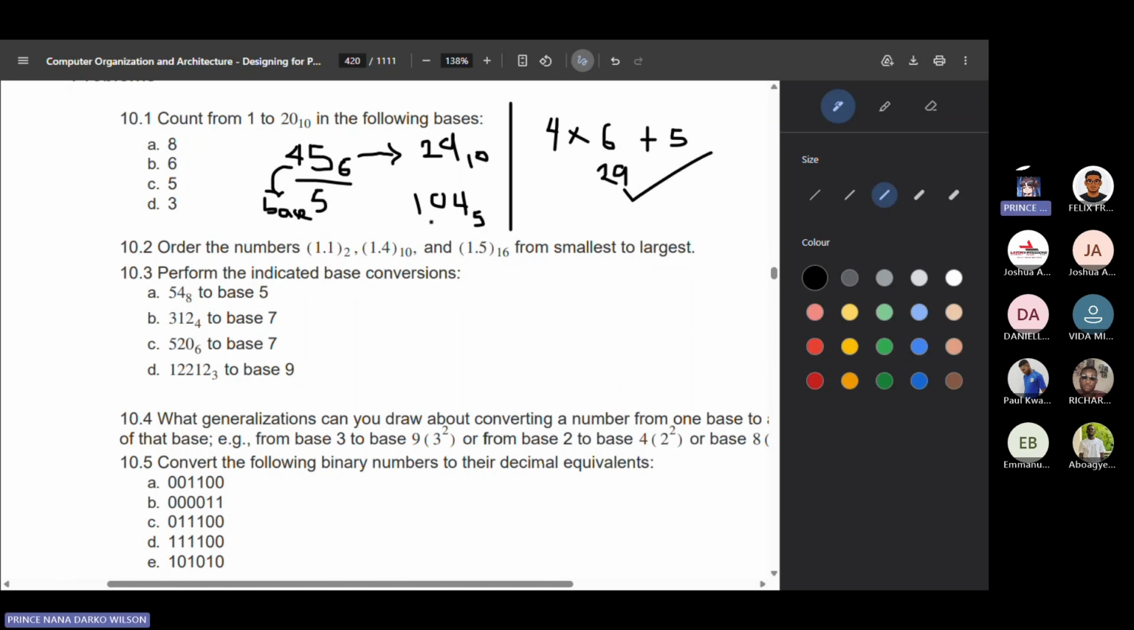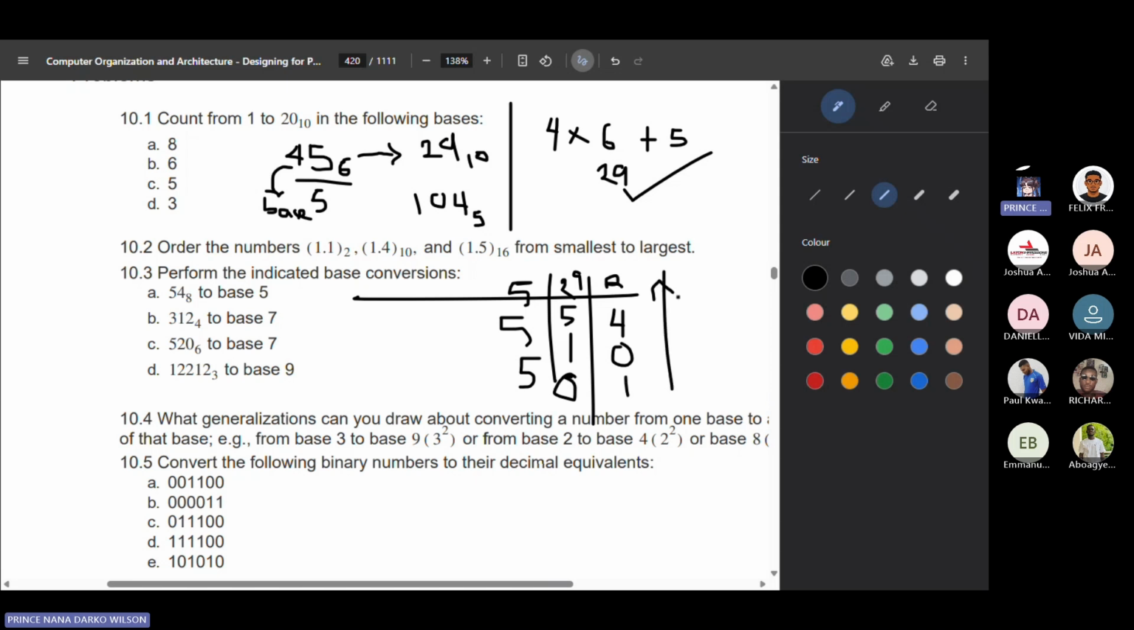And then we convert 29 base 10 into base 5 by repeatedly dividing it. So let's see that. So 5 here, we have our 29. Then our remainder goes here. 5 goes into 29 5 times. Then it gives us a remainder of 4. And then 5 goes into 5 once, gives us a remainder of 0. 5 is unable to divide 1, so there's no quotient, but it gives us a remainder of 1. So from the bottom up, we have 104 base 5.